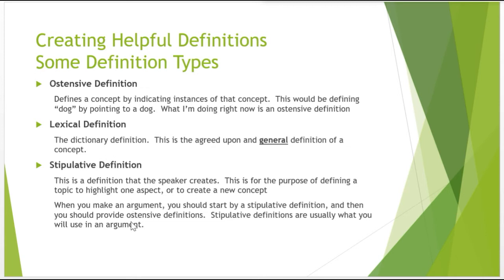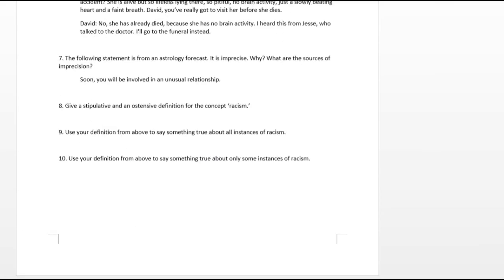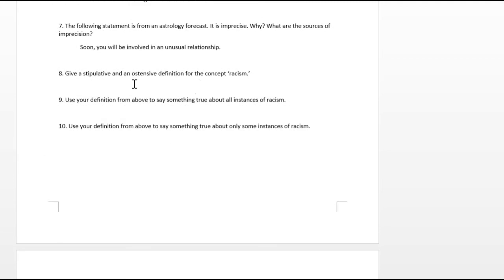Okay? So in general, it's helpful to give a stipulative definition and then follow it up with an ostensive definition. So that's also what I ask you to do in our homework. For an example, I ask you to give a stipulative and ostensive definition for the concept of racism. So what that means is you're going to stipulate this is what it is and give me a general, abstract description of what that is, and then give me an example of what that is, okay? Now, I'm not asking for a lexical definition, right? So this is your chance to tell me what this word means according to your understanding.